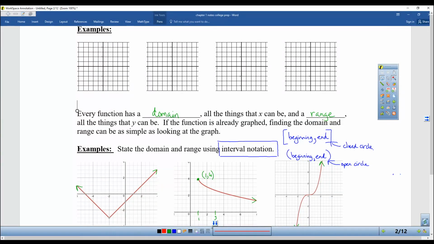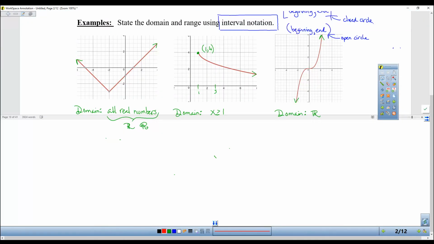Let's go back now and see if we can write these domain and ranges in interval notation. In interval notation, all reals would actually be from negative infinity to infinity. And this one would be where it starts and where it ends. So infinity is always going to have a parenthesis. Infinity is never going to be a bracket.